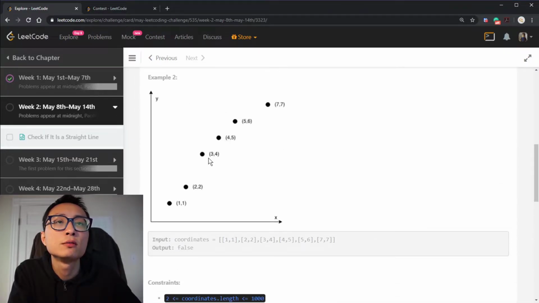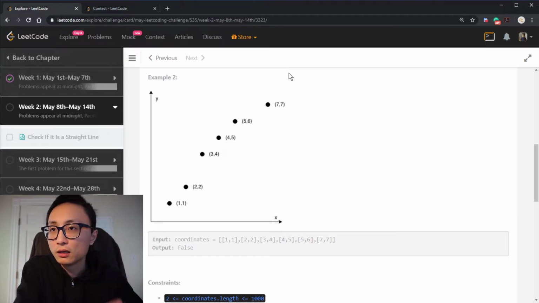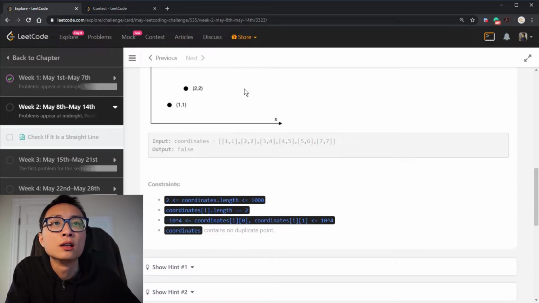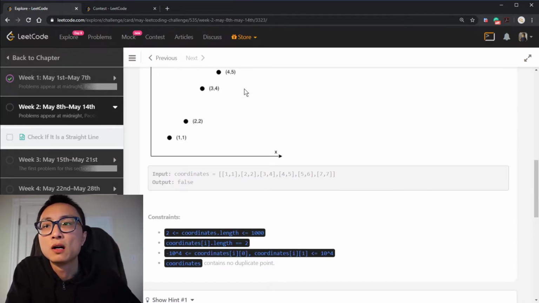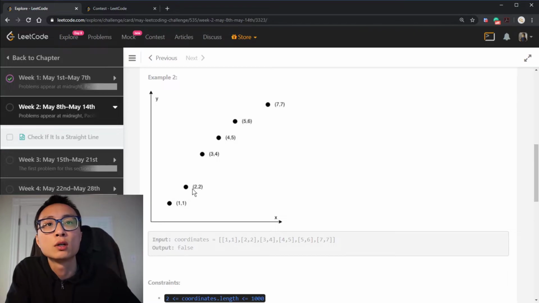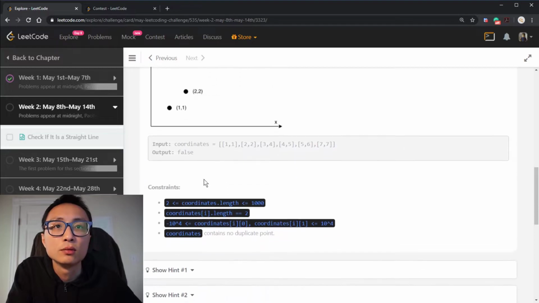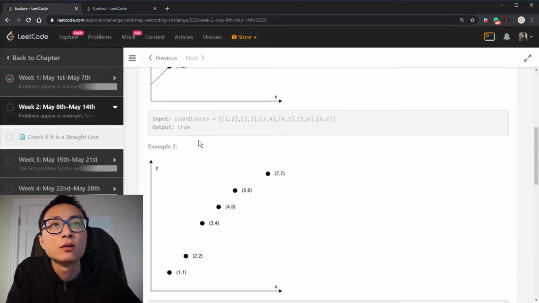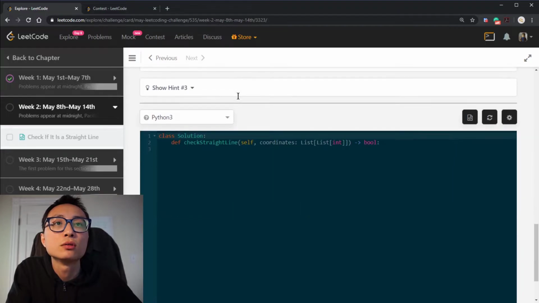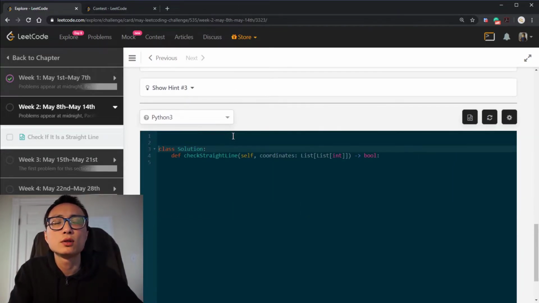So I guess we could just use two dots to work out the exact formula and check whether all the remaining points are also on that line or not. If we find one violation, for example, we can work out the line with 1, 1 and 2, 2, which tells us the line is y equal to x. Then we find the 3, 4 is actually not on that line, then we can return false. If all the dots are on the same line, just return true. So it seems pretty straightforward.